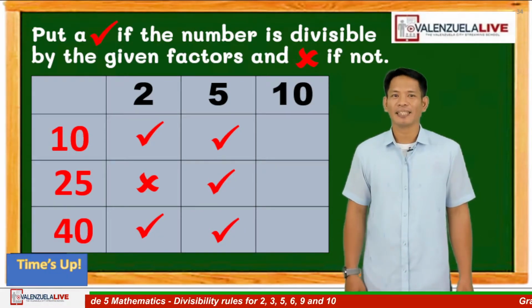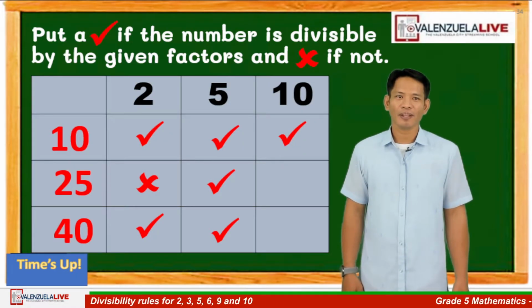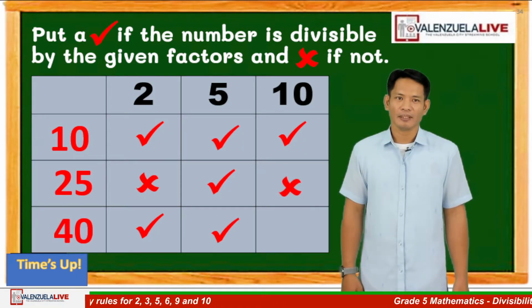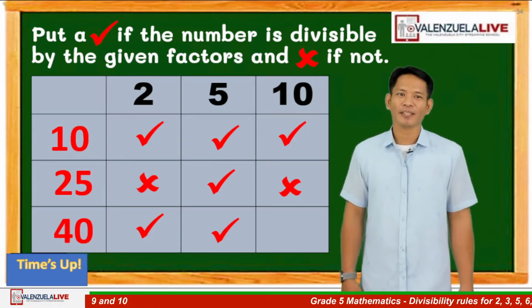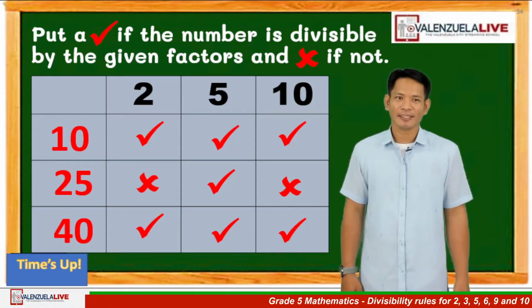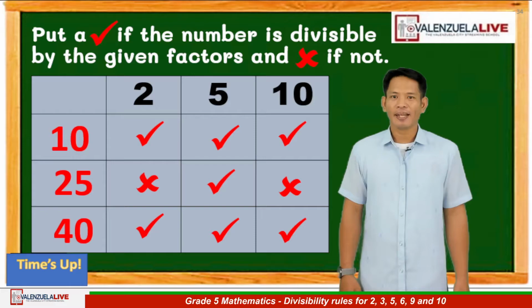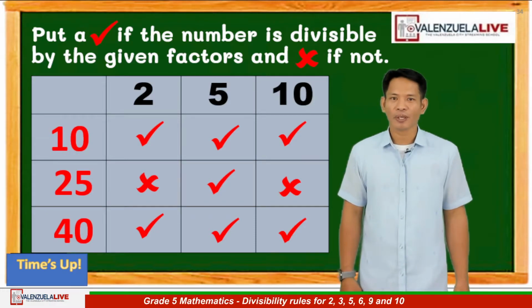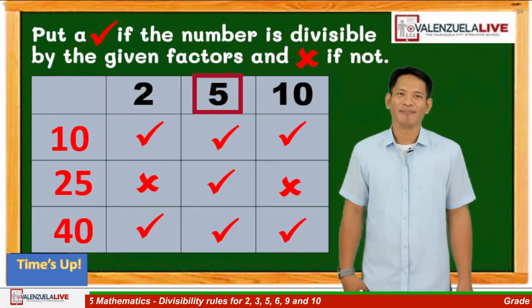How about 10? Is 10 divisible by 10? Correct. How about 25? 25 is not divisible by 10. How about 40? 40 is divisible by 10. Therefore, for 10, 25, and 40, the common factor is 5.